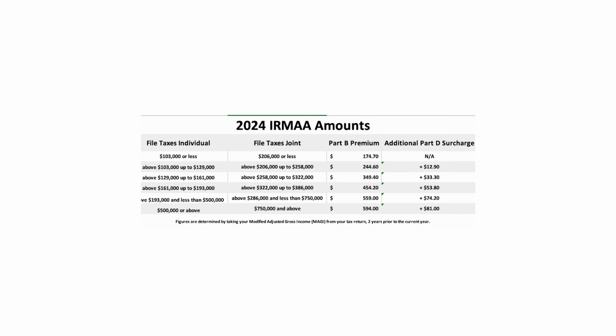Remember that Part B and Part D premiums are based on your income from 2 years ago, and I have the IRMAA chart for 2024 in the other tab of this worksheet where you can look up what your Part B premium would be based on your tax return from 2 years prior, as well as any additional amount for the Part D premiums that you would need to add on top of your regular Part D premiums.